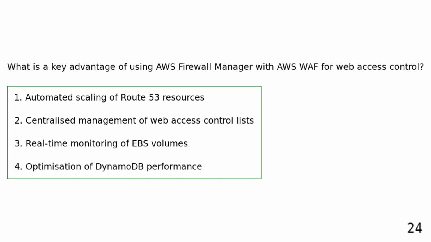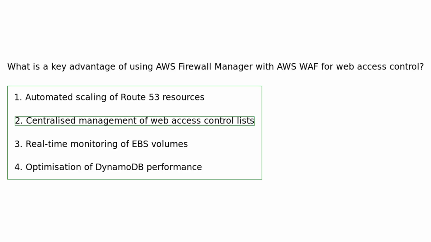What is a key advantage of using AWS Firewall Manager with AWS WAF for web access control? Automated scaling of Route 53 resources. Centralized management of web access control lists. Real-time monitoring of EBS volumes. Optimization of DynamoDB performance. One advantage of using AWS Firewall Manager with AWS WAF is the centralized management of web access control lists for enhanced protection against web exploits.